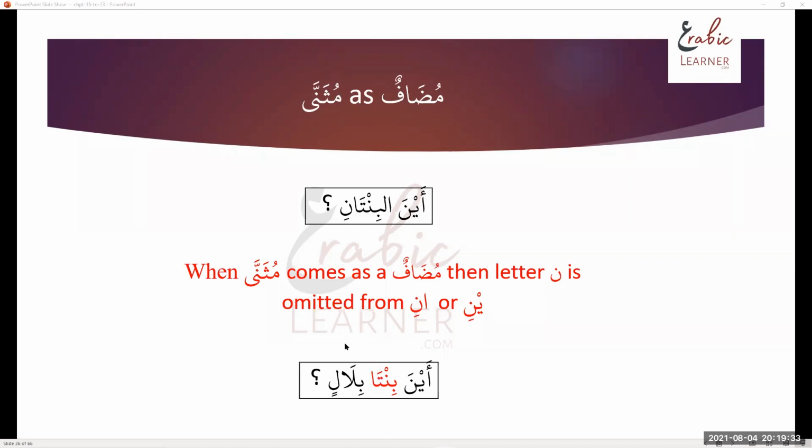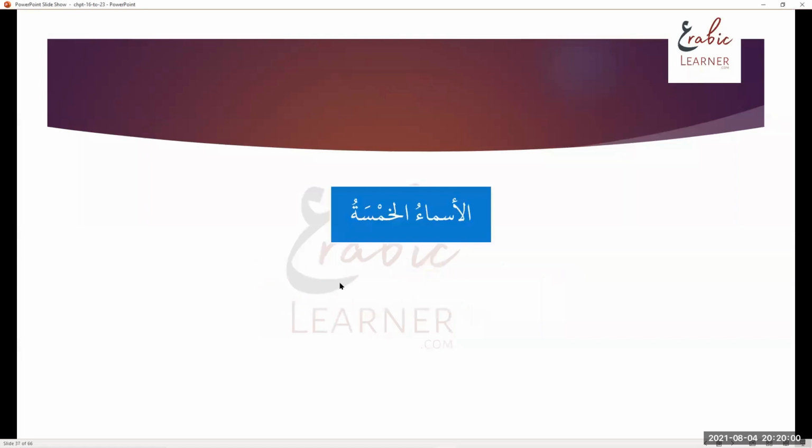So you may find in a sentence sometimes when the Mudaaf is in Majroor state, for example, or in a Mansoob state. And when it is in Mansoob state, it will be Bintaini. In that case also you will not pronounce the noon, you will just drop the noon. Okay? So this is what you need to remember.